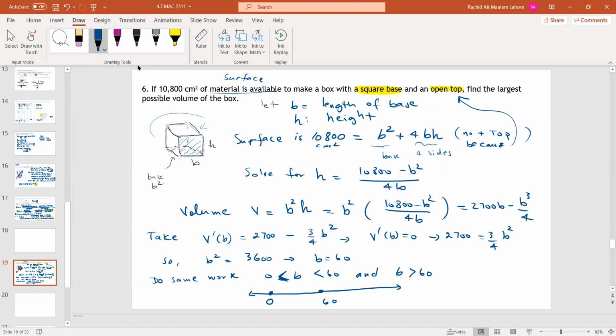Take any check from here, let's say 50, and any check from here, let's say 70, and let's try it in this function of V prime. So let's try it on this side, maybe try 50 or 40 or 10, anything between 0 and 60, and see what happens, right? So I'm going to try a number here.